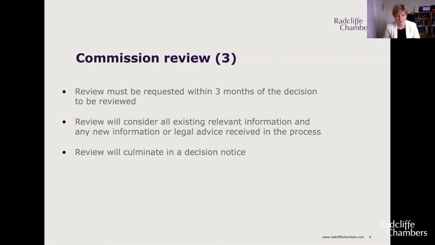They're saying that they can take into account everything, including new information that's come to light since the date of the original decision. Once you've been through the review process, you'll get a decision notice, and that notice may either uphold or overturn the Commission's original decision. And the guidance says that in that decision notice, you will get an explanation for the final decision. So I would take that to mean that you're going to get some reasons as to why the Commission has reached the final decision that it has.